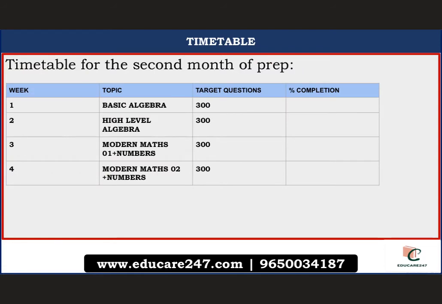Moving on. The next most important topic of CAT is algebra. First up, you'll start with basic algebra like indices, linear equations, all that stuff. All right. Then we're going to move to high level algebra, quadratic equations, polynomials. All right. Basic algebra and higher algebra in the first 2 weeks. Right. Now we are going to keep a stagnant number of 300 questions per week, and you have to do that. That is not really very high.